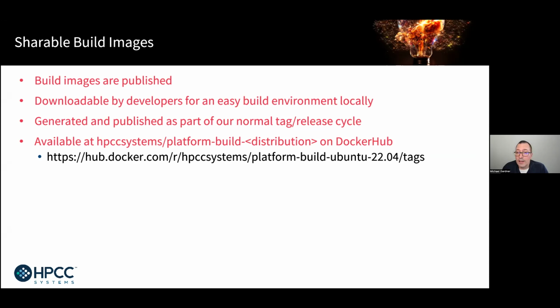These are all generated as part of our normal release cycle. So the second that a repository maintainer goes and puts a tag on our code and pushes it up to our main repository, these build images start to get generated. And they're all downloadable by anybody. Anyone can go and grab these, use them either locally on their own machines or in their own HPCC platform forked repositories in order to build the platform themselves.